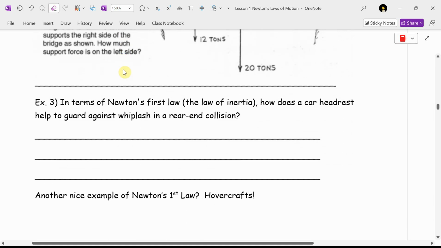In terms of Newton's first law, the law of inertia, how does a car headrest help to guard against whiplash in a rear-end collision?